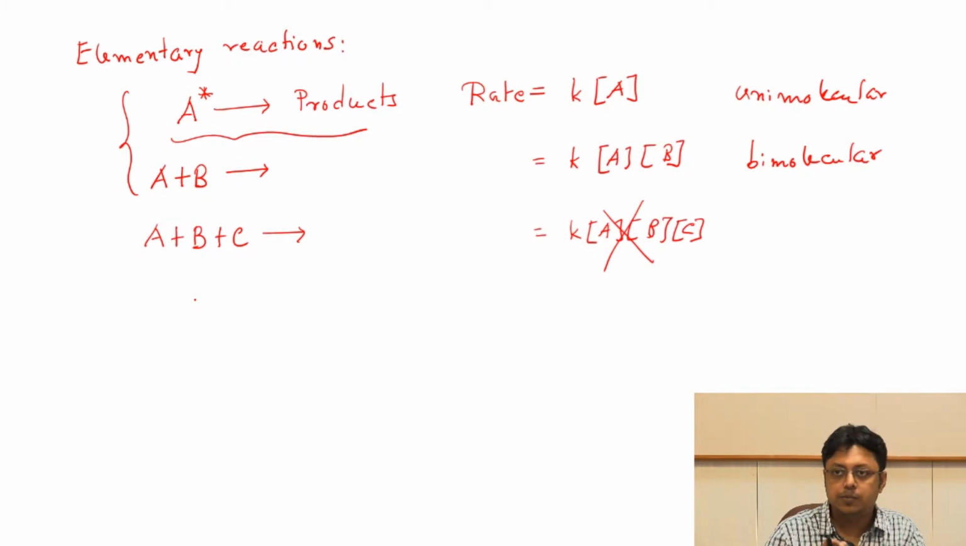Now we'll discuss both of these together, but first we'll start with the bimolecular reaction. So we have two components, A and B, giving rise to some product. And for unimolecular reactions, we have a kinetic model that we'll also discuss today.